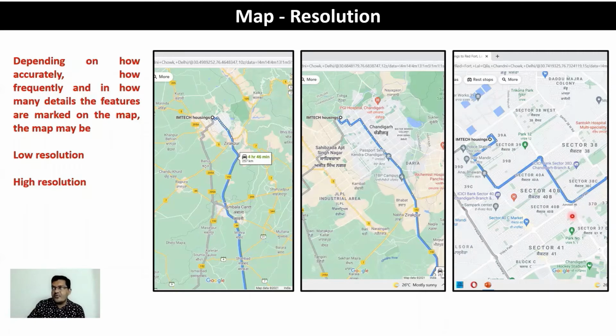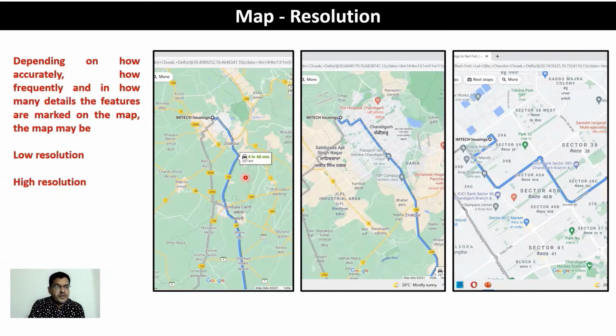And as you use the Google map for navigation, you would see that it is such fine resolution that it shows you where is the next turn and how far it is and which turn you have to take, right? So this is basically your resolution of the map, depending on how accurately, how frequently, and in how many details the features are part of the map. The map may be a low resolution map or it may be a high resolution map. A high resolution map would have the maximum details. A low resolution map will have less features, but it will still give you some sort of a reference to follow as you navigate to your final destination.